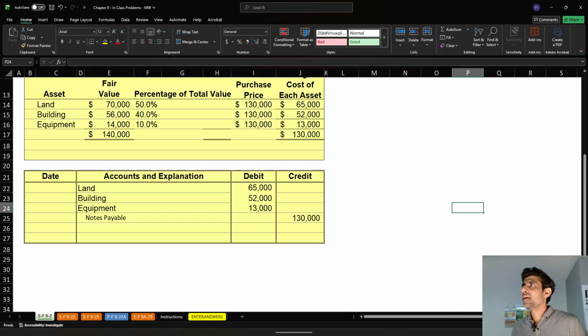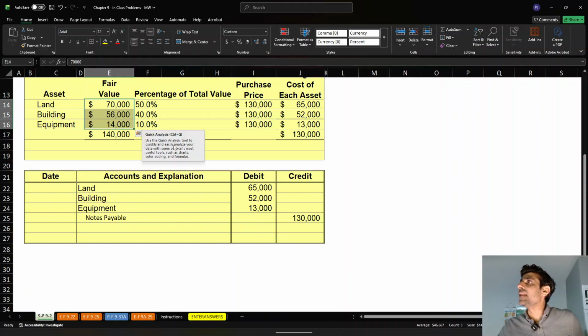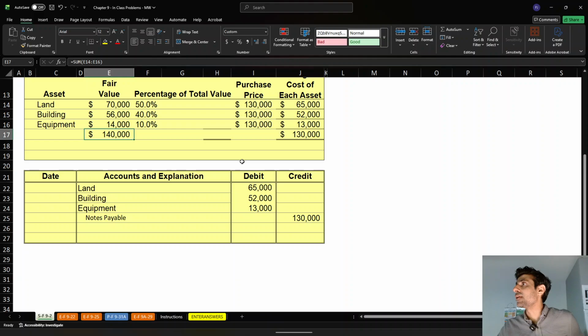Everyone good? Again, the 140,000 is just an estimate. We just had an appraisal done. We wanted some way to figure out how to apportion this 130,000. Now, are these percentages exactly right? No, they're not, because again, these fair values are just estimates. But it is at least a systematic way to try to do this, right? So yeah, this 140,000 is not a real number. It is an estimate.